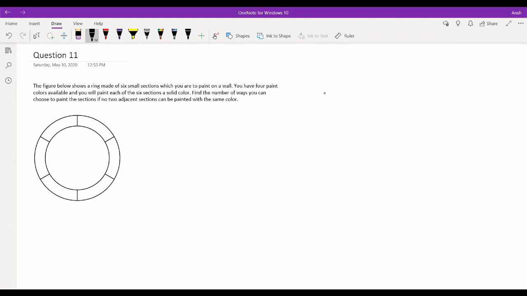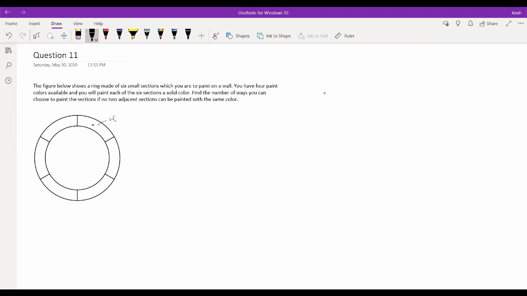You can choose to paint all of the sections such that no two adjacent sections are painted with the same color. All right. So let's start out by how we would normally count this. If you look at the top right section here, we can paint that four possible colors, right? There's nothing restricting it. There are no adjacent walls that are painted yet. So this one can be painted four different colors.